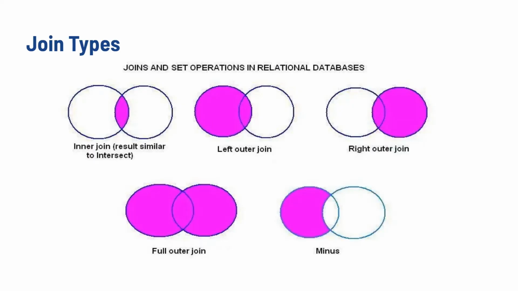There are 6 types of joins supported in Power BI, depending on the effect on the result set based on matching rows. Each of these types works differently.